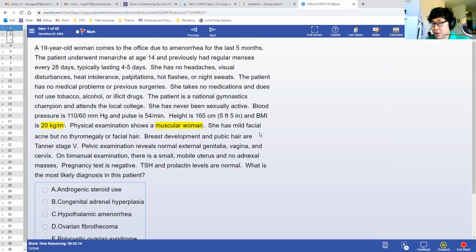Muscular woman, mild facial acne, but no facial hair. All right, so maybe a little bit of hirsutism, but not outright virilization. Breast and pubic hair are Tanner stage 5. Normal external genitalia, vagina, normal cervix, small mobile uterus, no adnexal masses. TSH and prolactin levels are normal. What is the most likely diagnosis in this patient?